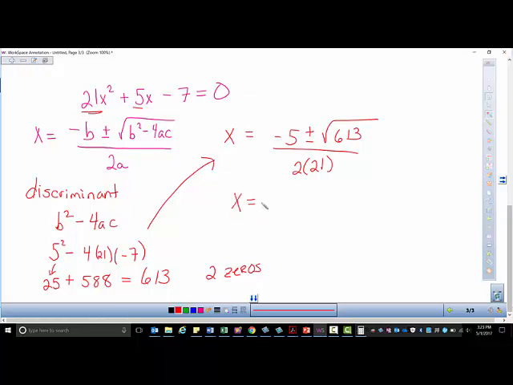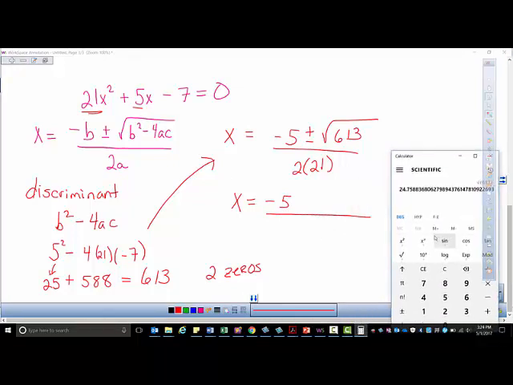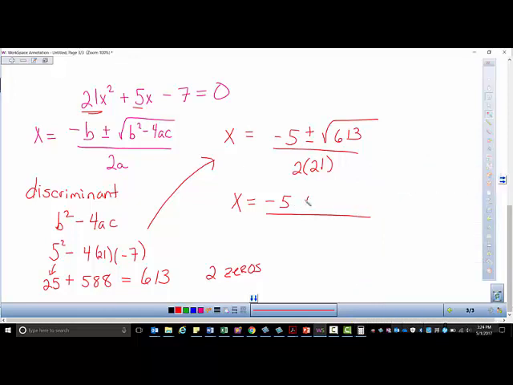So x equals -5. Now I'm going to use my calculator and approximate. I'm going to take the square root of 613. The square root is 24 point, I'm going to say 8. So plus or minus 24.8 all over 2 times 21, which is 42. There's lots of calculator work in this one.